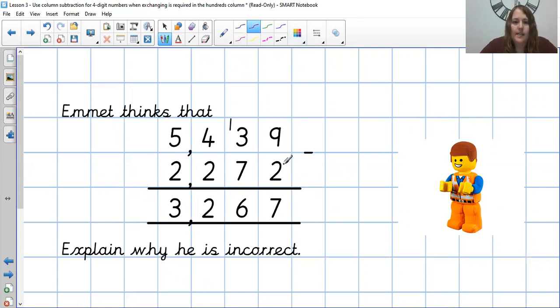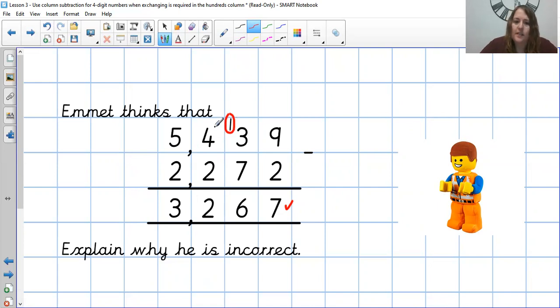Okay, so 9 take away 2 is 7. I agree with that step. 3 take away 7. Now he's got the answer of 6, but I can also see this 1 here. So he's done some exchanging. But what has he done to get that 1 there?